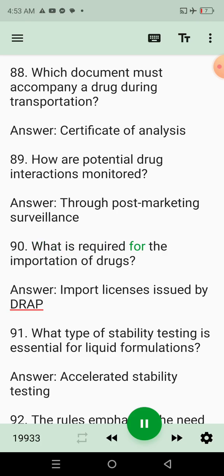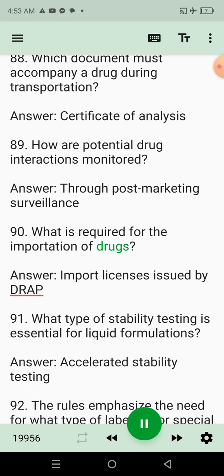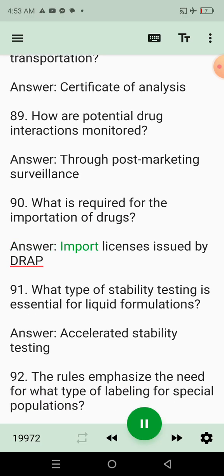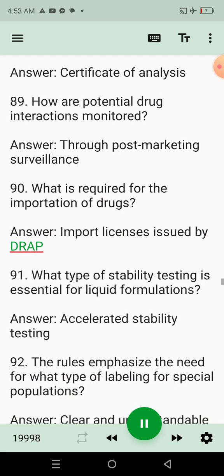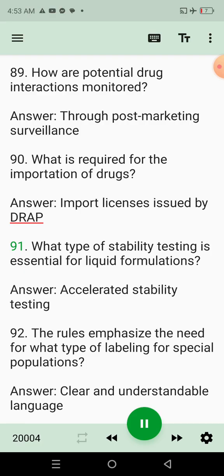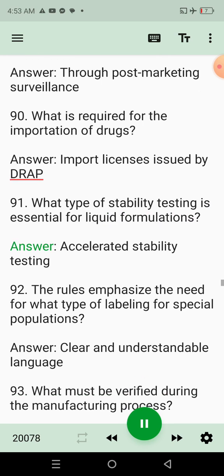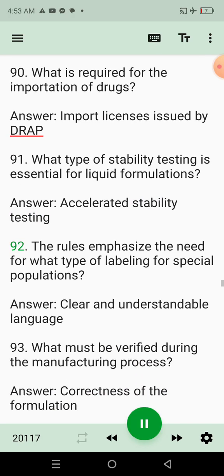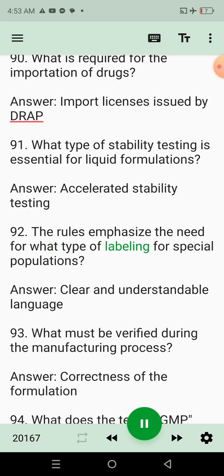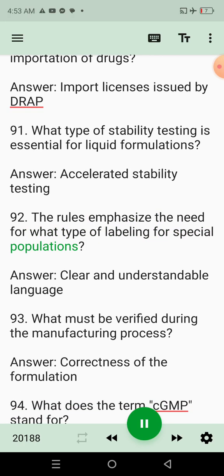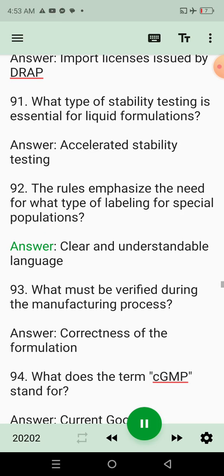90. What is required for the importation of drugs? Answer. Import licenses issued by DRAP. 91. What type of stability testing is essential for liquid formulations? Answer. Accelerated stability testing. 92. The rules emphasize the need for what type of labeling for special populations? Answer. Clear and understandable language.